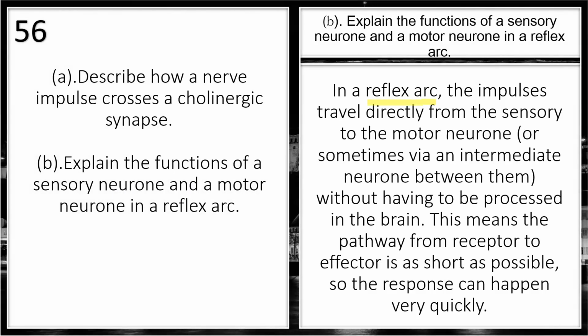In a reflex arc, the impulses travel directly from the sensory to the motor neuron, or sometimes via an intermediate neuron between them, without having to be processed in the brain. This means the pathway from receptor to effector is as short as possible, so that the response can happen very quickly.